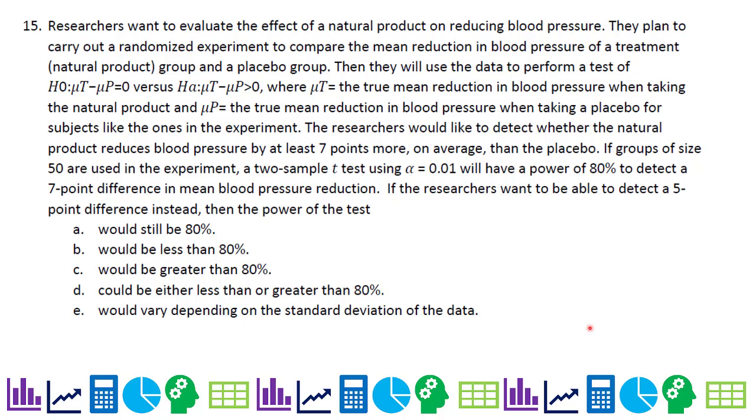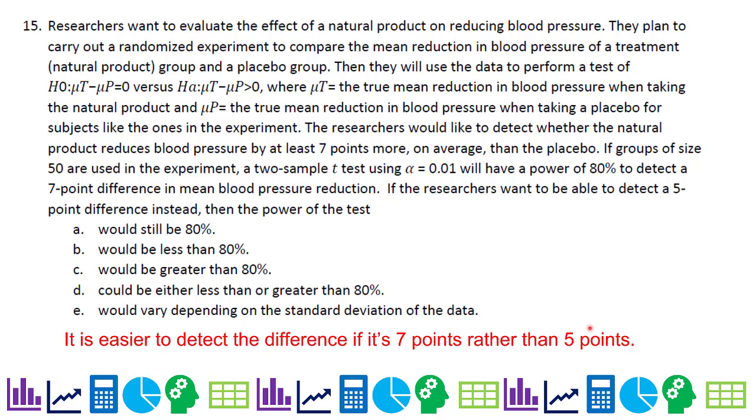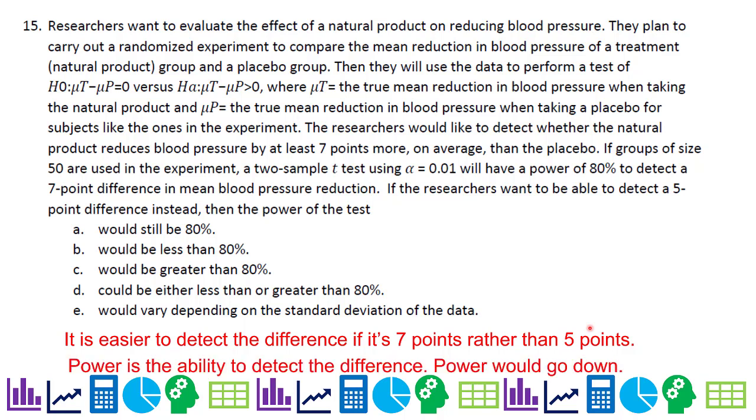If the researchers want to be able to detect a 5-point difference instead, then the power of the test would be what? Well, it's easier to detect the difference if it's 7 points than 5 points. And power is the ability to detect the difference. So if we go down to 5, the power goes down. So it would be less than 80%.